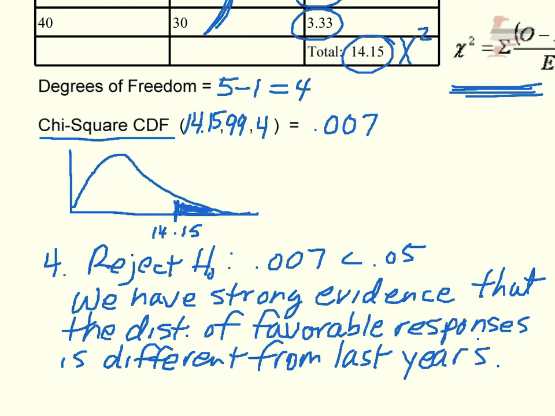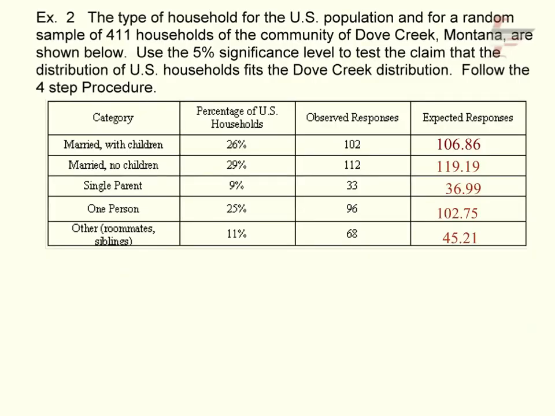Okay, there you have it, the 4-step inference procedure for goodness of fit chi-square. In example number 2 here, we're taking a look at the distribution for household types for a community in Montana, Dove Creek, Montana. We took a sample of 411 households, and we want to see if the distribution of household types is the same as the U.S.'s population. So in this particular example, we're not comparing one time period to another time period to see if things have changed over time, but we're just trying to match up one population with another.